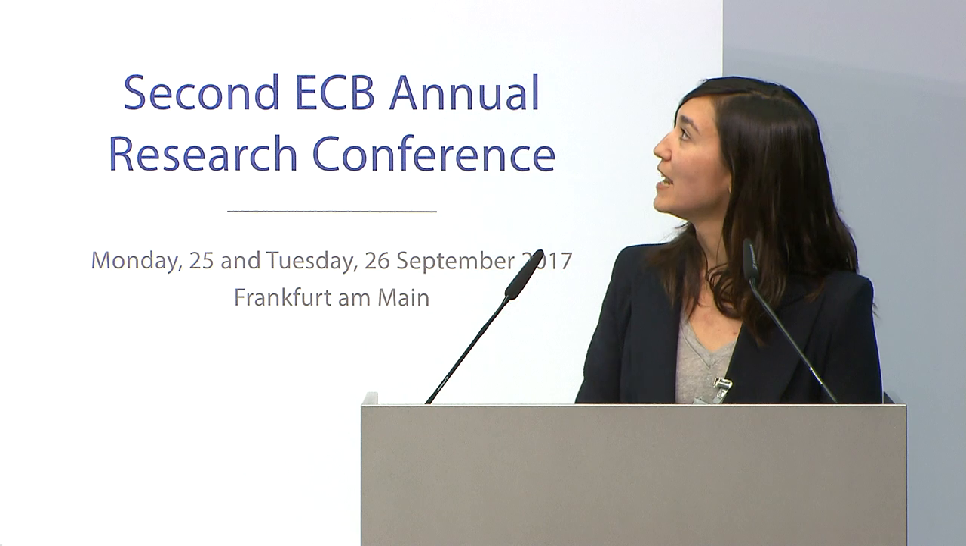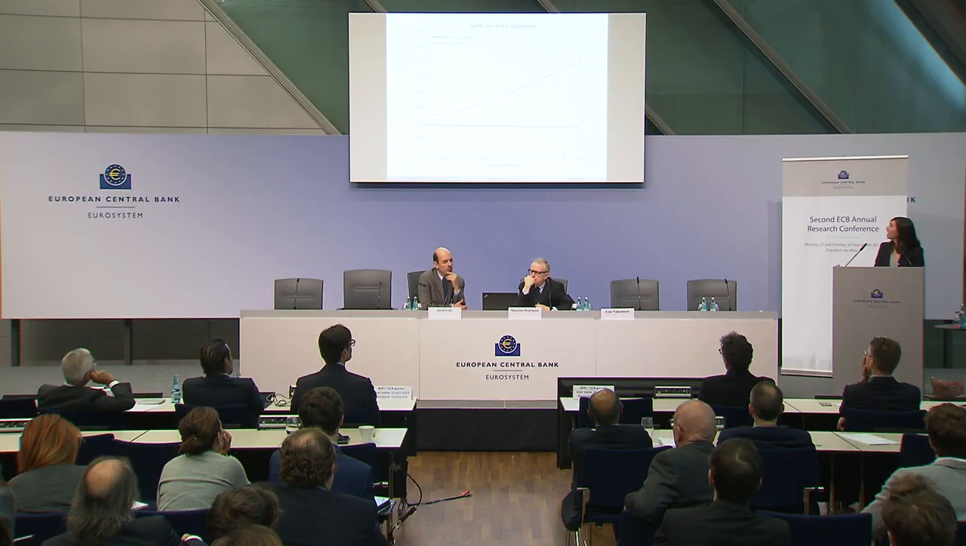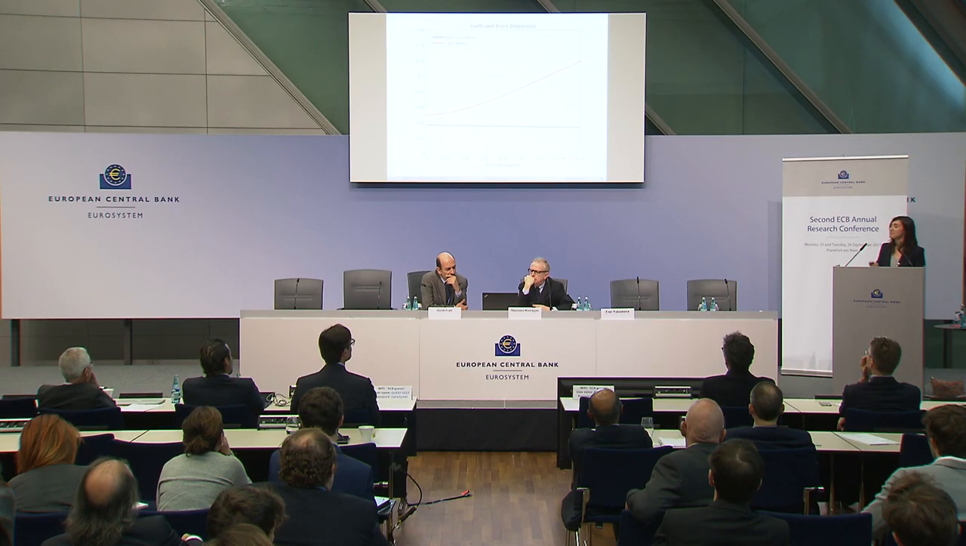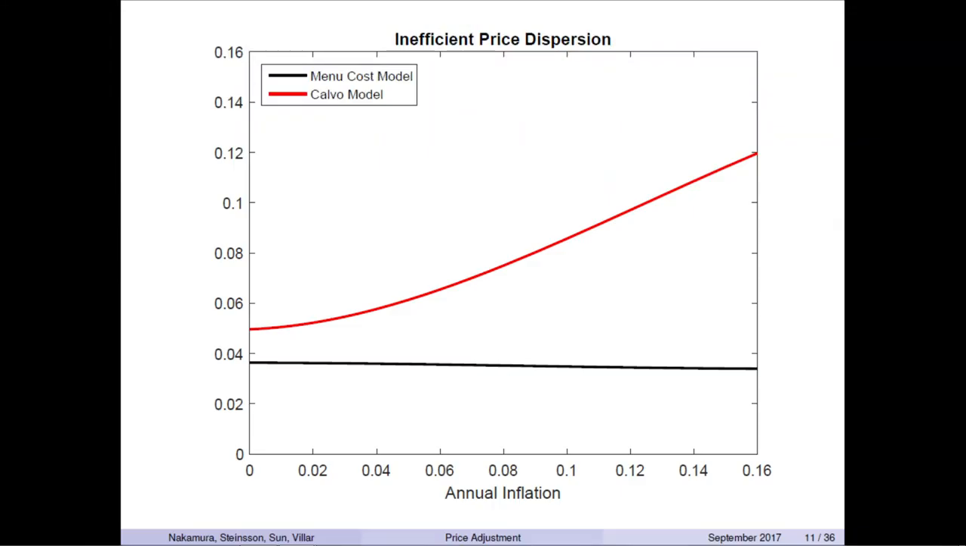So this is a picture of inefficient price dispersion, and it's showing you the same thing. The black line is the menu cost model, and the red line is the Calvo model. The x-axis is showing steady state annual inflation, and you can see that in the menu cost model, this is essentially totally flat, whereas in the Calvo model, there's a slight increase.